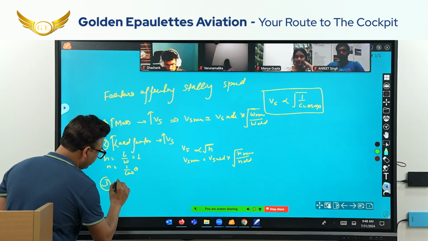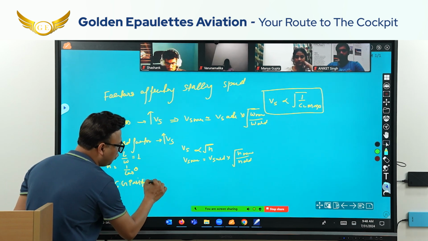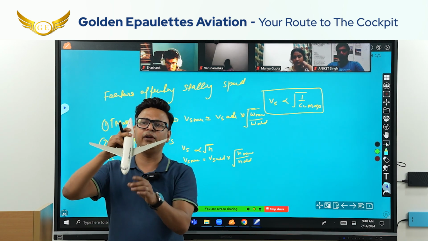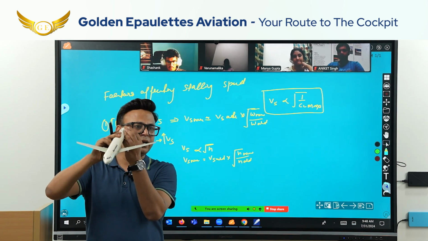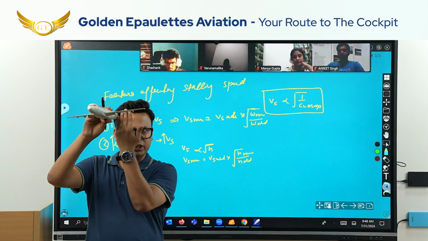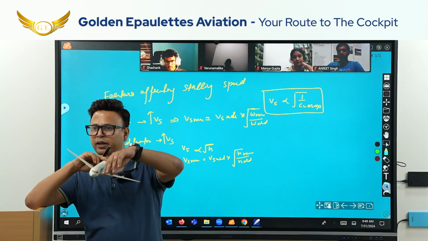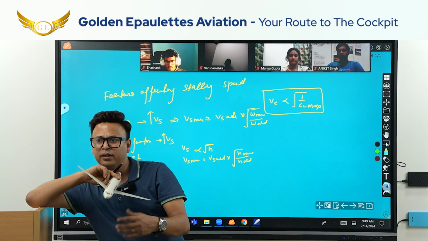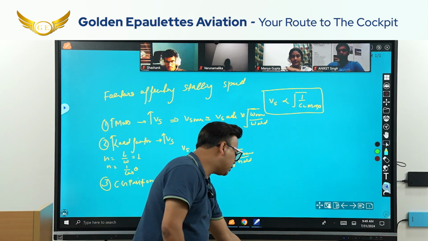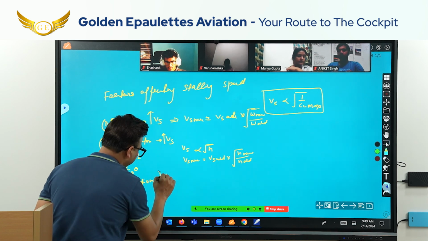Third, CG position. If our CG was forward, aircraft was flying nose down attitude. So we needed a tail plane to produce downward balancing force. Now tail plane is producing lift downward. Any additional lift will produce additional induced drag. So drag is more, stalling speed would be more. So your CG forward increases your Vs.